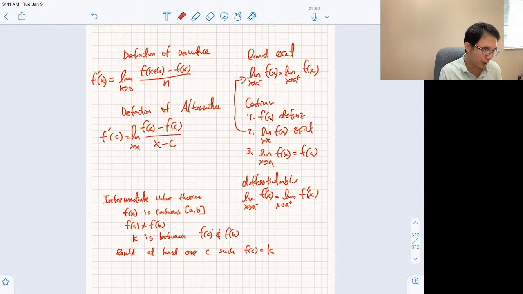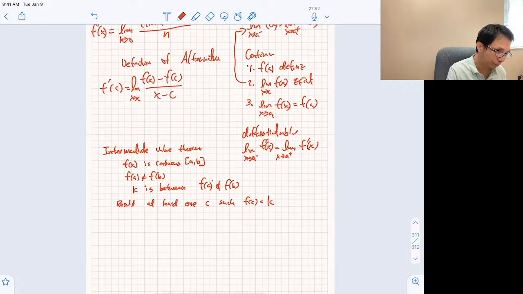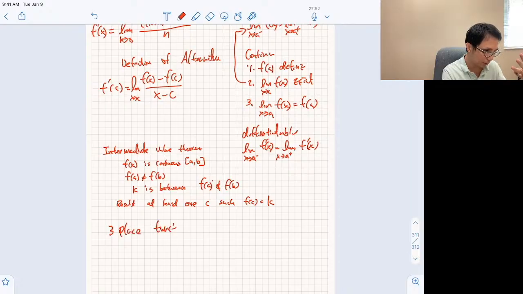But it starts with something that is a little bit different. Also, do you know the three places a function is not differentiable? Can you tell me the three places a function is not differentiable?